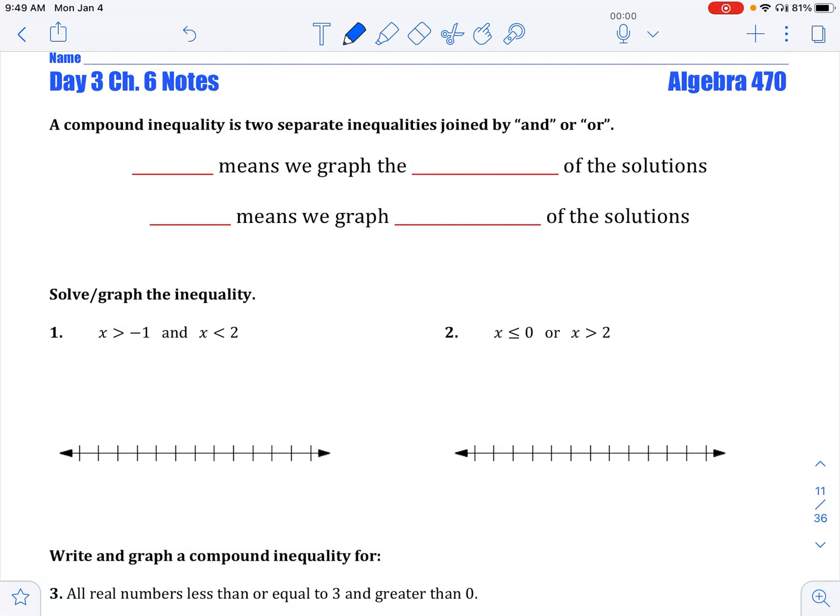All right, welcome here. Day number 3, chapter 6. We are going to talk about compound inequalities today.